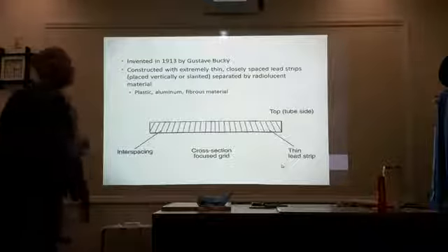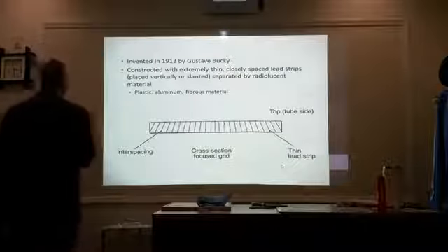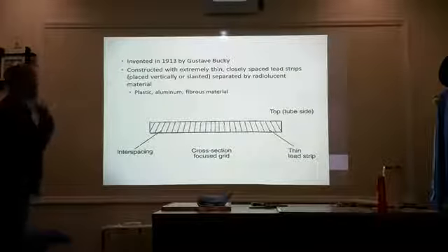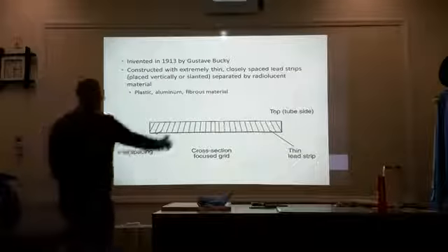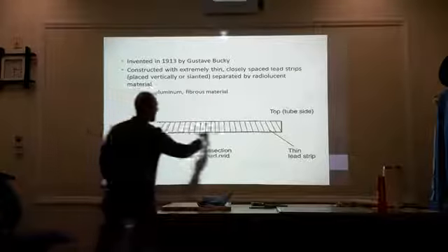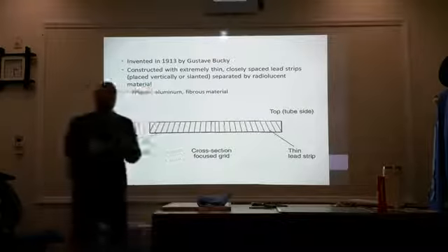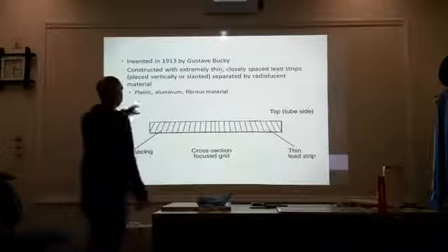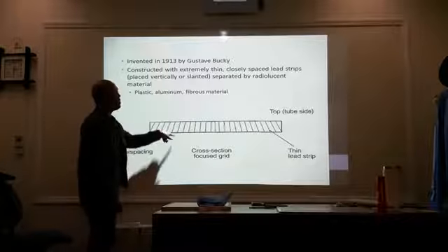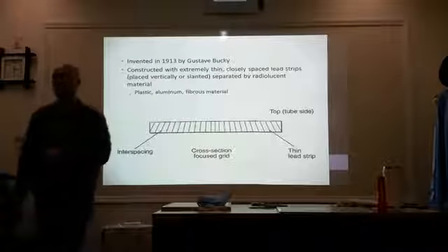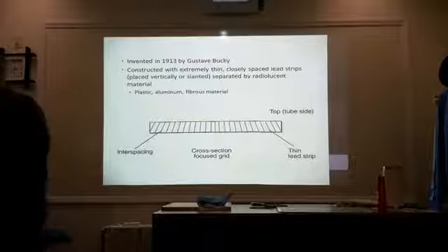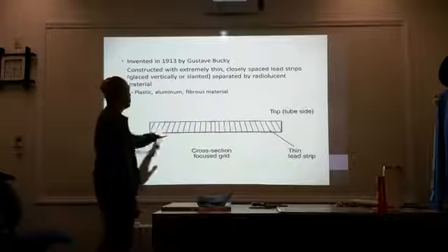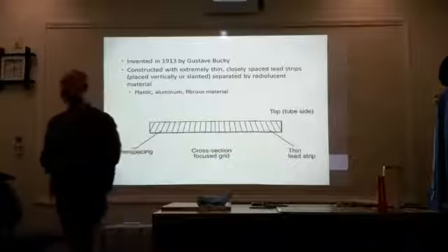Invented in 1913 by Gustav Bucky, the grid is constructed with extremely thin, closely spaced lead strips placed vertically up and down or in a slant to match the beam divergence, with radiolucent material in between each strip. It can be plastic, aluminum, or some kind of fibrous material, but it's placed between the strips to keep them separated.